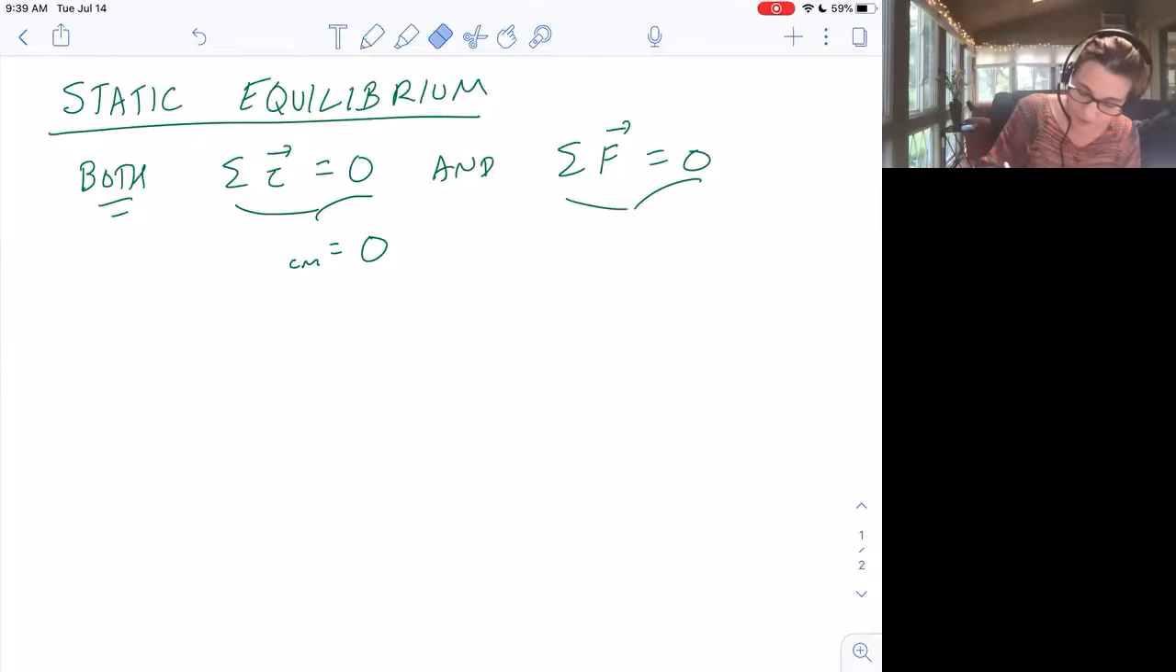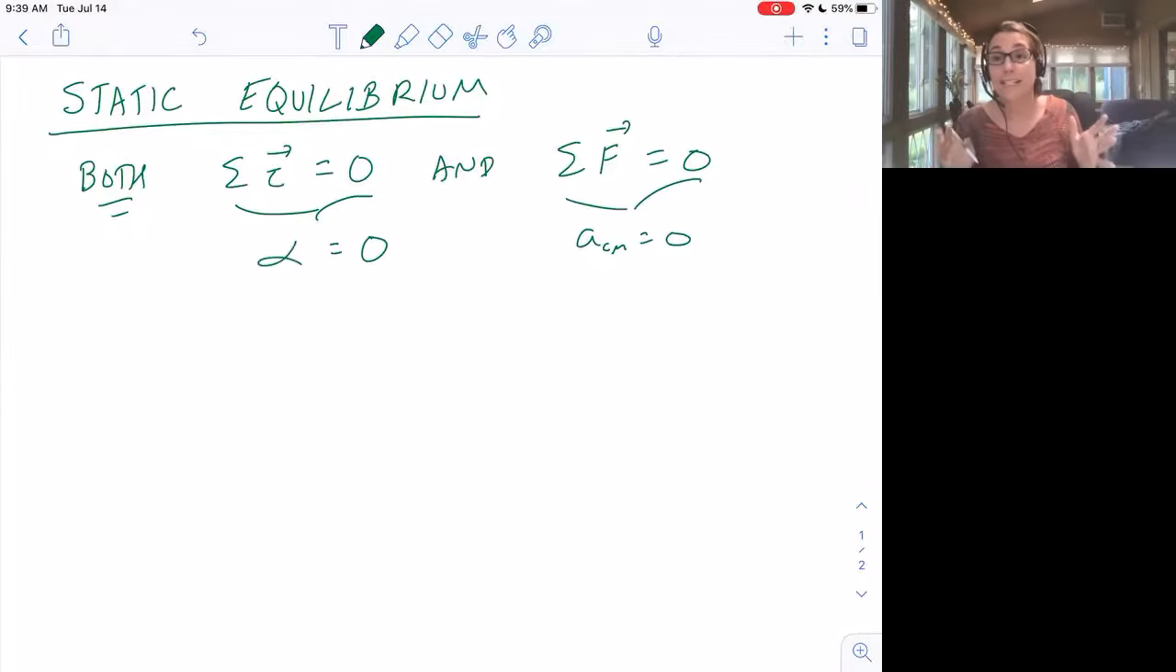Oops, I put that under the wrong one. So the acceleration of the center of mass of the system is zero, and the angular acceleration is zero because there's no torques acting either. So in order to analyze an object, let's think about when these might or might not be true.